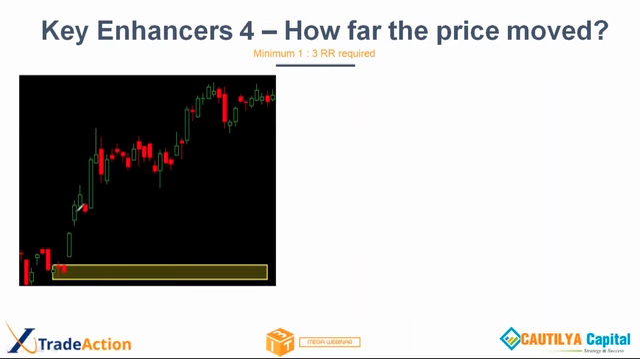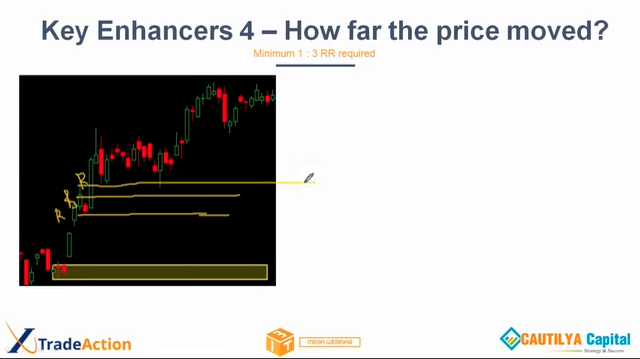Can you see this, friends? Rally, base, rally, correct? This is rally, this is a base, this is a rally. In fact, if you take body to wick to wick, there is a kiss. This guy kissed and bounced.